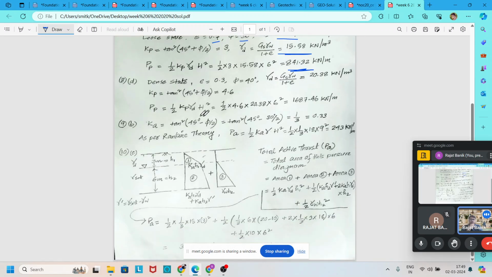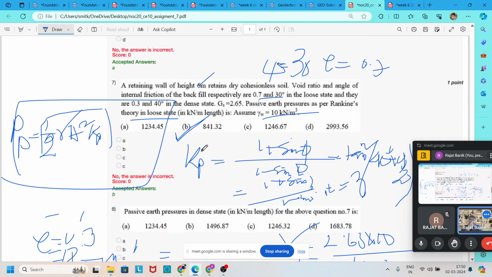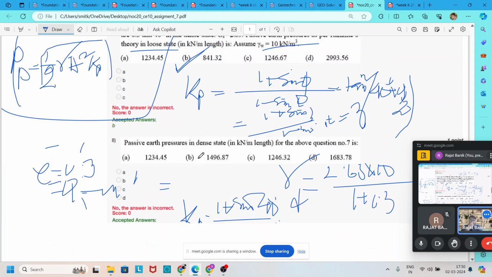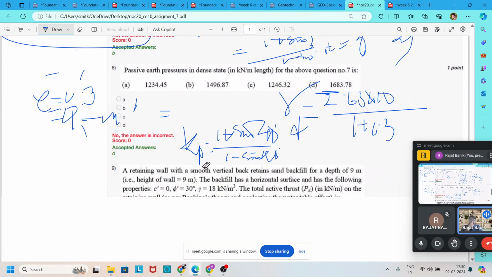So find out this and put again all these values in this equation. Here gamma d becomes 20.38 and Kp is 4.6. Put all these values, it becomes 1687.46. So the correct option is option D.